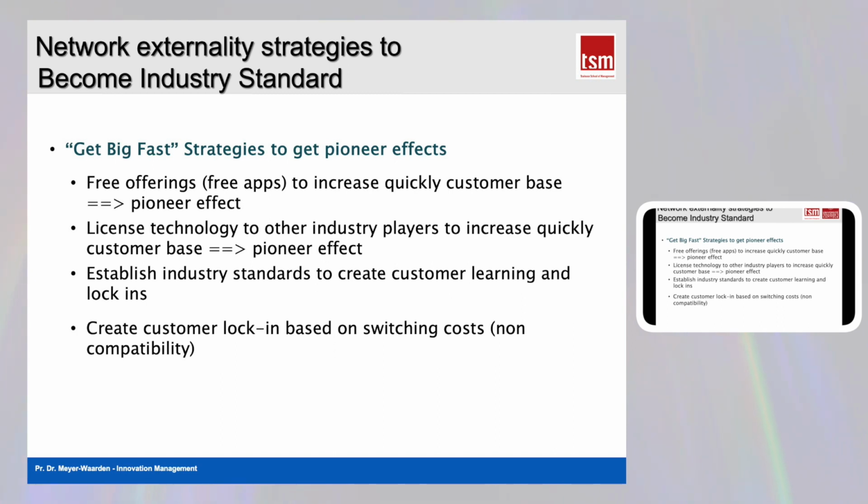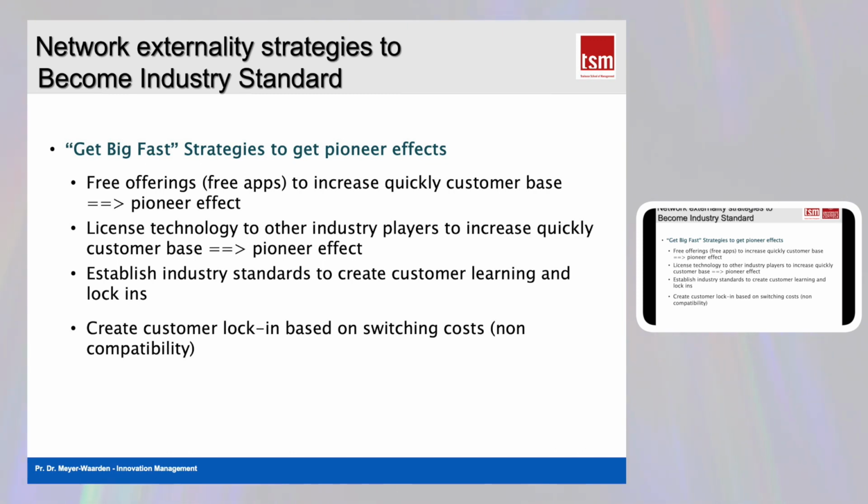The best way to get positive network externalities is through strategies to become industry standard. This can be done by so-called big, fast strategies to get pioneer effects. This can be achieved by having free offerings. For example, in the app market, free apps help to quickly increase the customer base in order to get a pioneer effect. These customers are then locked in through learning effects.